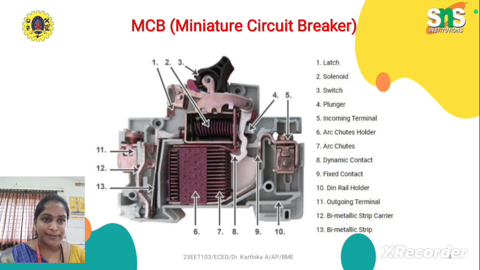See the diagram of MCB, miniature circuit breaker. Here we have components of MCB like latch, solenoid, switch, plunger, incoming terminal, arc shuts holder, arc shuts, dynamic contacts, fixed contact, DIN rail holder, outgoing terminal, bimetallic strip carrier, bimetallic strip. By using these electrical components, the miniature circuit breaker can automatically break a circuit under a faulty condition.